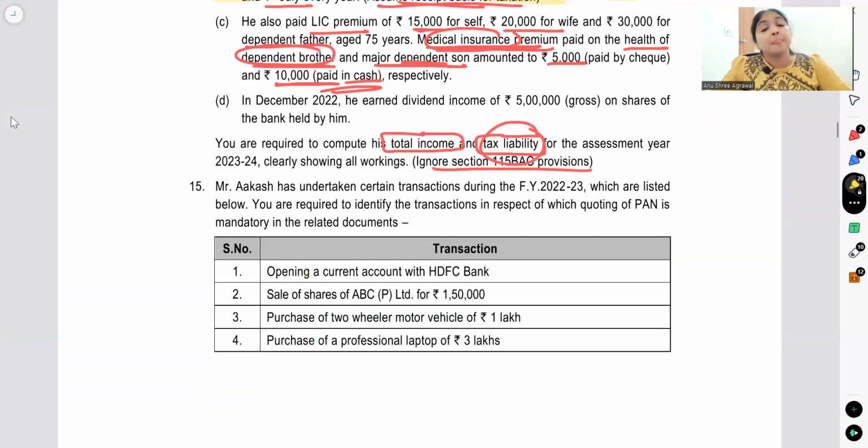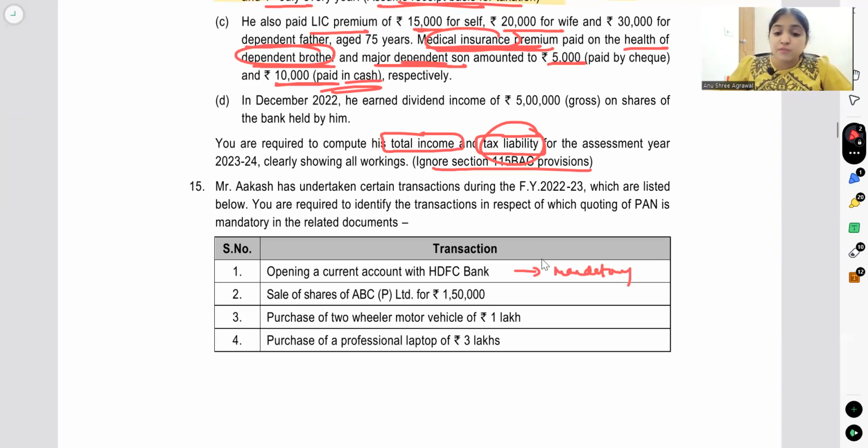Question number 15. This is from your assessment procedures chapter, that when do you have to quote your PAN number? Mr. Akash has undertaken certain transactions during 22-23 which are listed below. You are required to identify the transactions in respect to which quoting of PAN is mandatory. When do I have to quote my PAN? When is it mandatory? If you're going to open a current account, any bank account you open with the bank, any demat account you open, it is mandatory in all these cases, you have to quote your PAN number.